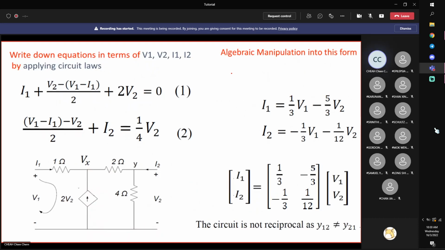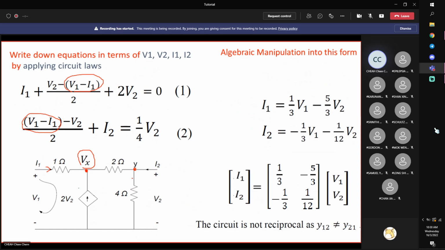So this slide basically summarizes everything. You apply Kirchhoff current law at node 1, you write down equation 1. Apply Kirchhoff current law at node 2, we write down equation 2. The key idea is that anything which is not in terms of your variables, try to express it in terms of the 4 variables. And the rest, just use the variable directly. For example, this I1 just use it directly. This I2 just use it directly.